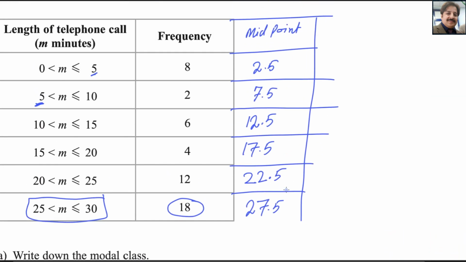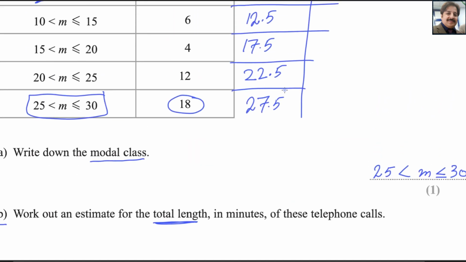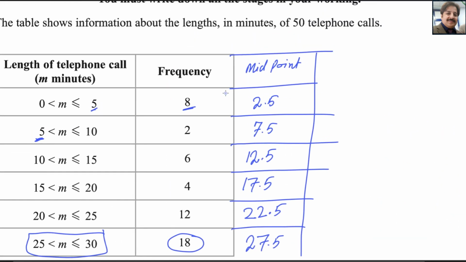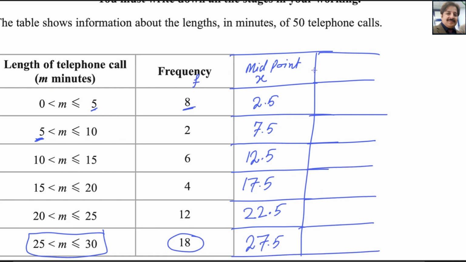Now, because the frequency of the 2.5 minutes call, the average minute call, is 8 times, you will multiply them to get the total length of the calls. So what we will do, we will multiply these two. Here let's say this is f and here x. So you can add one more column, it is easier. Multiply these two, we will get the total time. Frequency multiplied by this average time x.